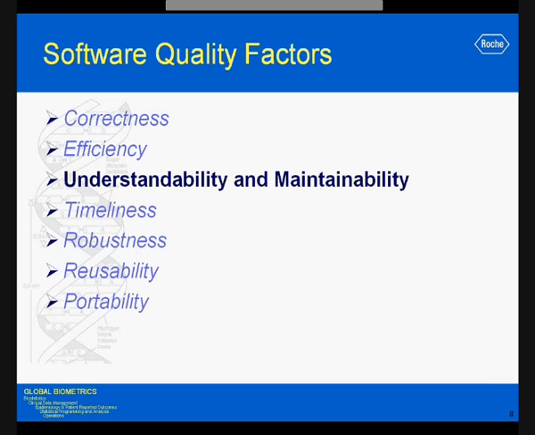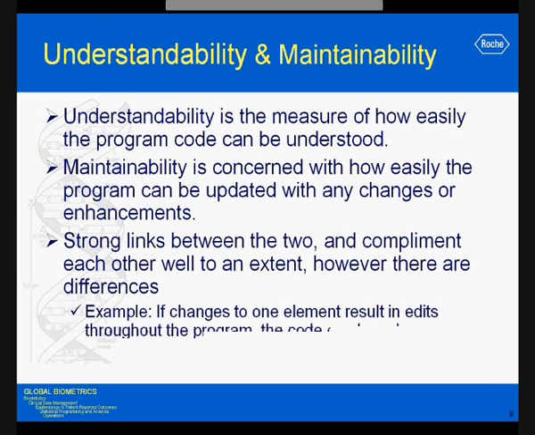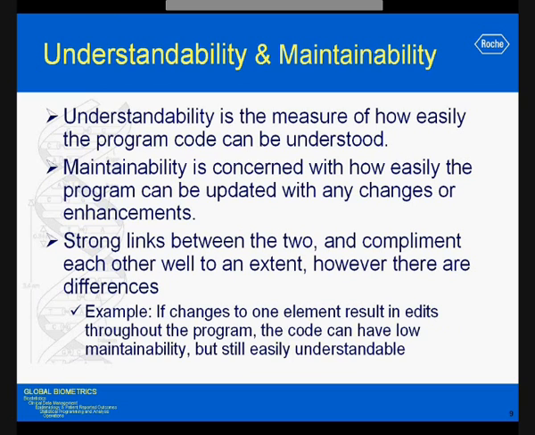Understandability and maintainability. Understandability is the measure of how easily the program code can be understood. However, maintainability is concerned with how easily the program can be updated with any changes or enhancements. There are very strong links between understandability and maintainability, and they complement each other well to an extent. However, there are some differences. If changes to one element of the code results in edits throughout the program, the code can have a low maintainability, but it's still easily understandable.